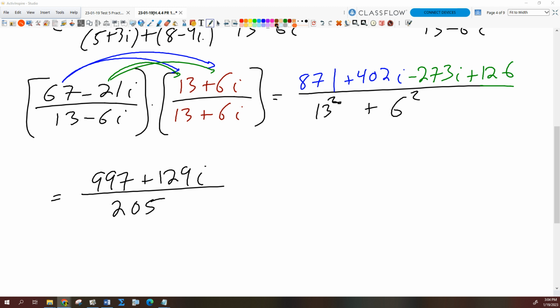So is that how we want to write it? No, simplify. What do we mean by that? We want to split it up into separate fractions, a real part and an imaginary part that are separated. So we get 997 over 205, which is not reducible, plus 129 over 205. I don't think that's reducible. So that's our answer.